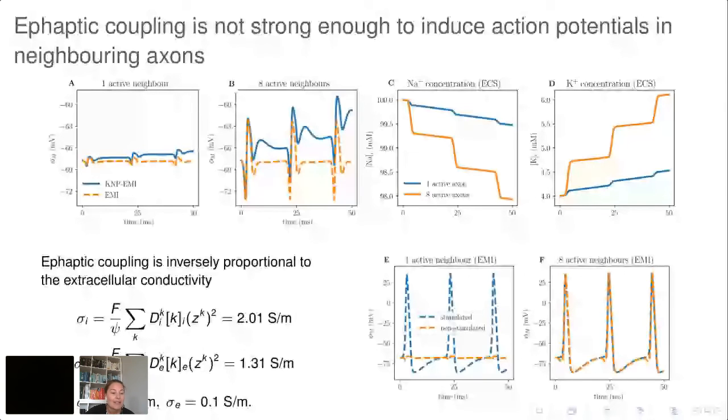So that's what we did. We set the EMI conductivity to 1 in the intracellular region and 0.1 in the extracellular region. And then we repeated the same study with respectively 1 and 8 active neighbors. And we do see that in the case of 8 active neighbors, the ephaptic coupling is strong enough to induce action potentials in the neighbor, which you can see in figure F here.